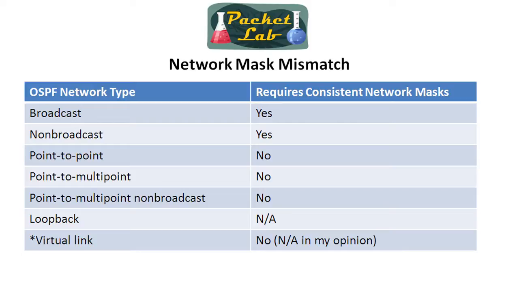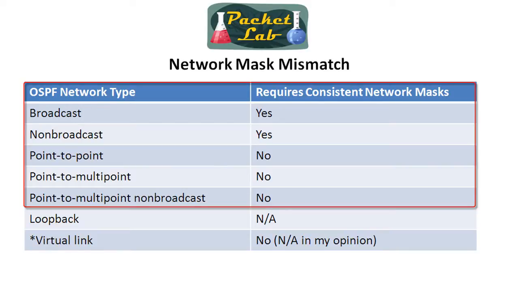Now, I don't particularly consider a virtual link a network type, so that's, well, we'll get to that. And a loopback can't peer with anything. I suppose I shouldn't use the word peer. It cannot form a neighbor relationship and therefore an adjacency with another interface. It's a loopback. So I think that's a special case too.